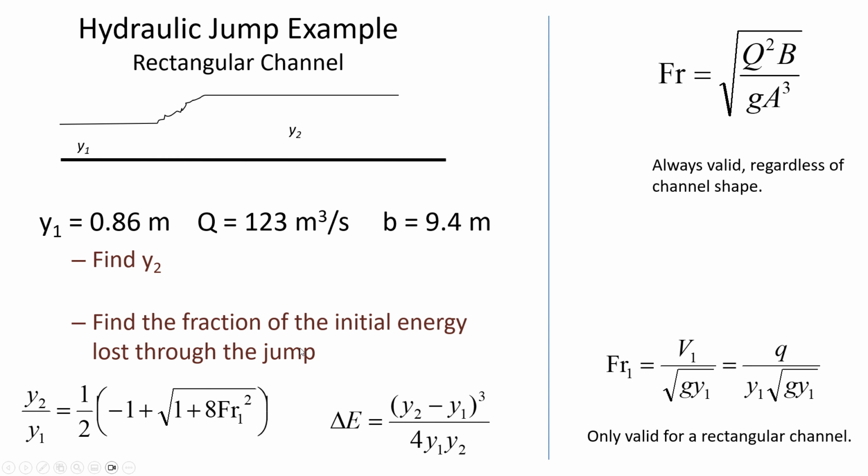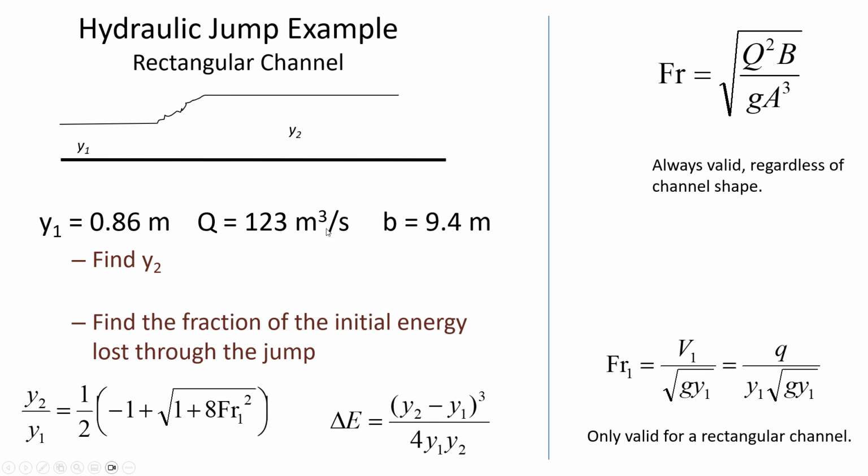Okay, so let's go through this example together. Let's say this is a rectangular channel, which helps us to calculate things like the Froude number. It makes the Froude number easier to estimate. Let's say that this channel's 9.4 meters wide. The upstream depth is 0.86 meters, and it's carrying 123 cubic meters per second. So this is a big river. We got a lot of water moving here.